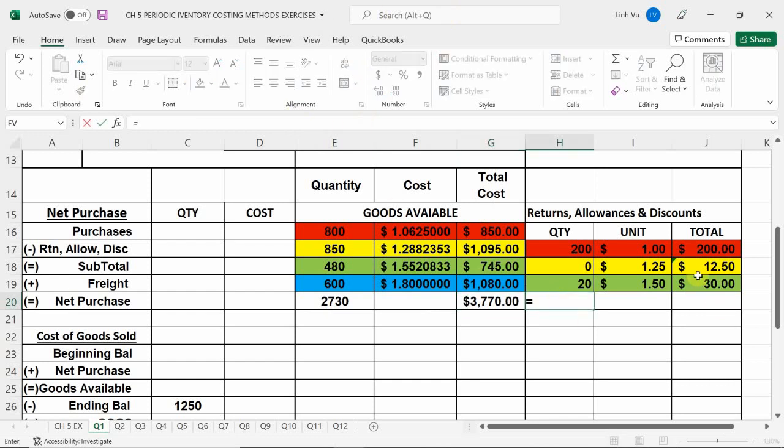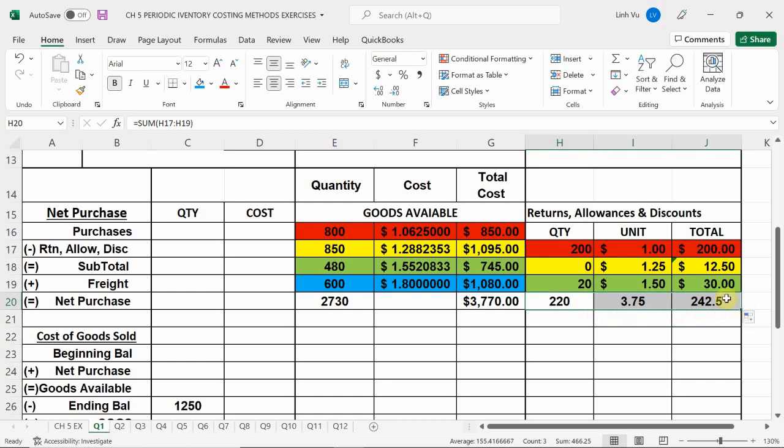I also need to tally up my total returns and allowances. In this case, how many units of inventory did I return? 220 units at a total refund of $242.50.